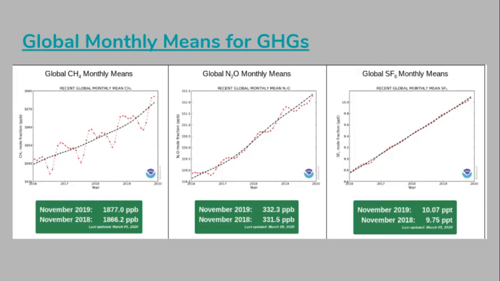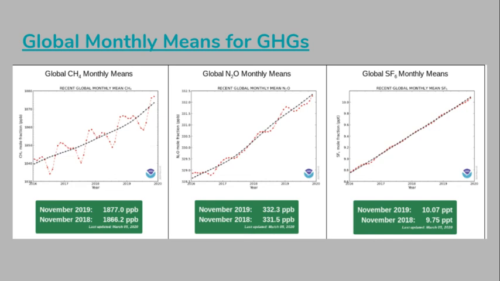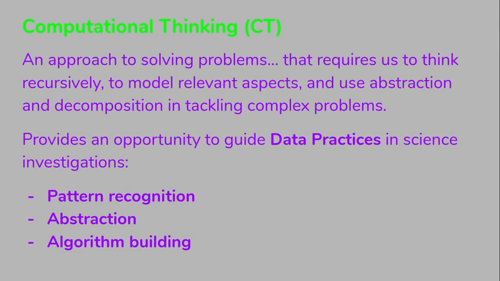Once you're done with the first 5, I just wanted to point out some of these graphs. These are one way of visualizing data, and hopefully they look familiar to you. We've seen a similar graph for atmospheric carbon dioxide concentrations from Mauna Loa. And as we think about visualizing and understanding these data, this invites computational thinking. It is an approach to solving problems that requires us to think recursively, to model relevant aspects, and use abstraction and decomposition in tackling complex problems.